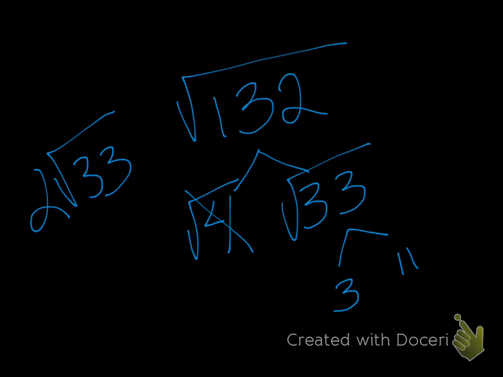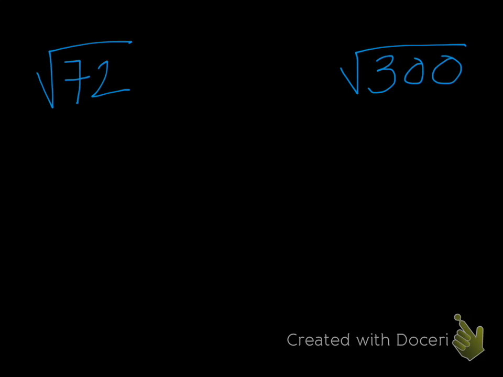Let's try another one. I'm going to give you a minute this time, I'm going to give you a couple of them so that you can think about these. Hold on 1 second. Okay, so this time I got 2 for you. Square root of 72 and the square root of 300. Go ahead and pause me. Do those, see what you think about those, and then come on back.